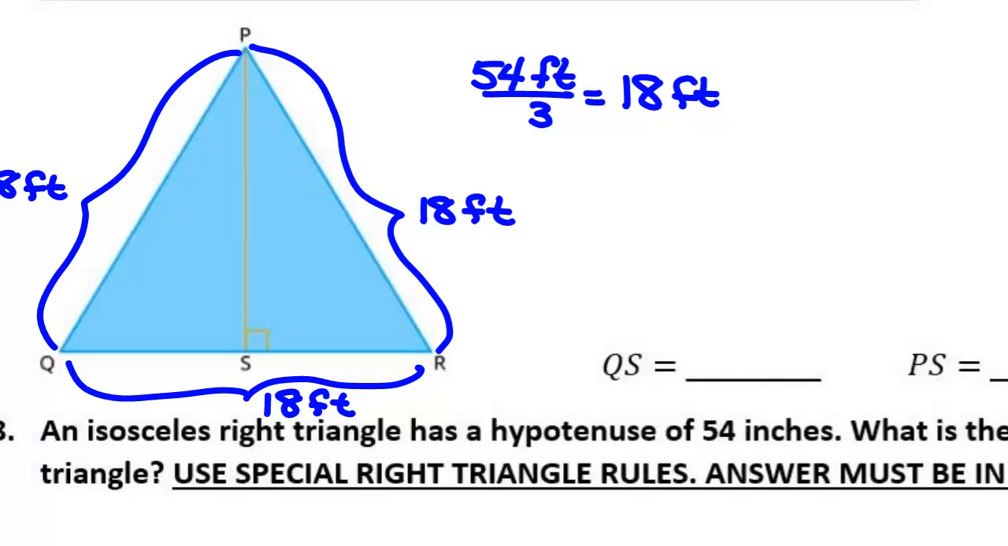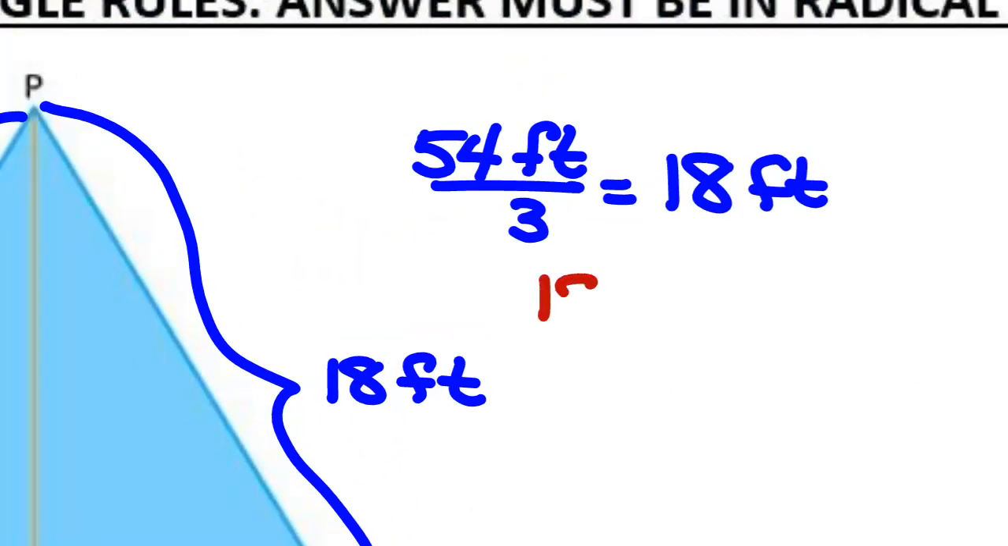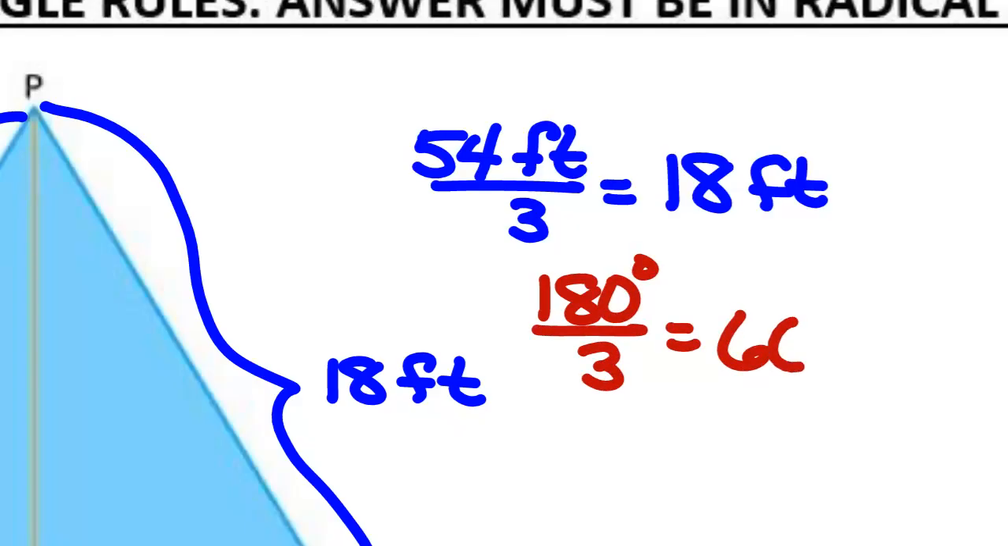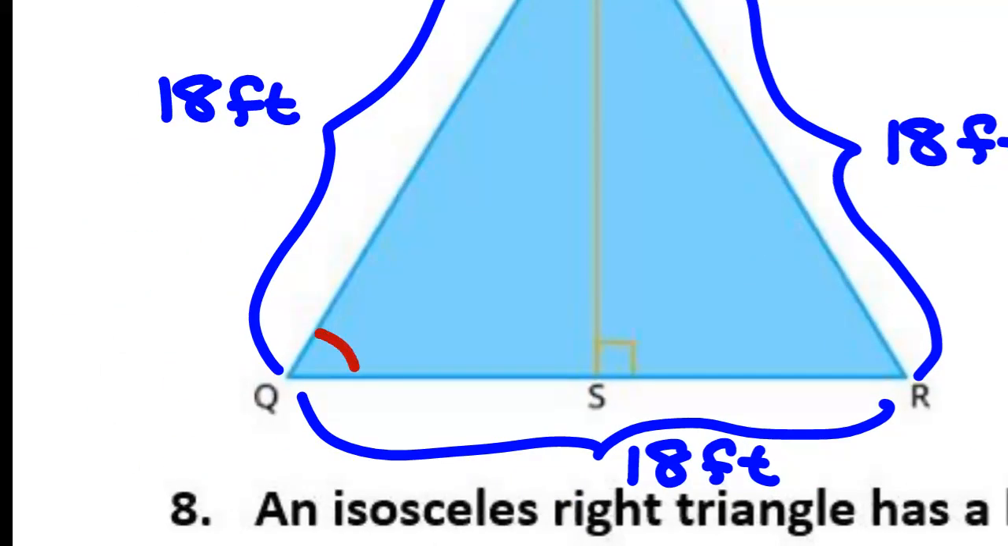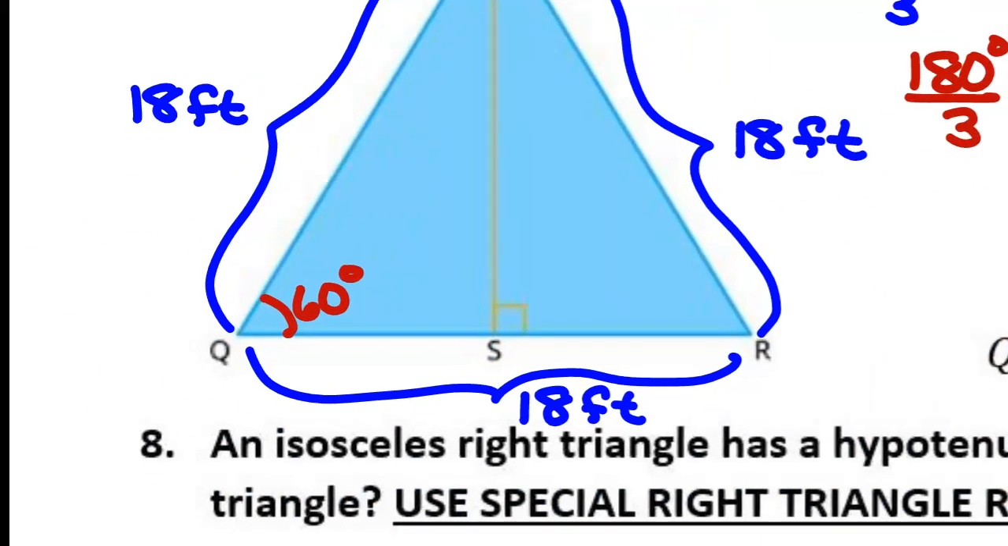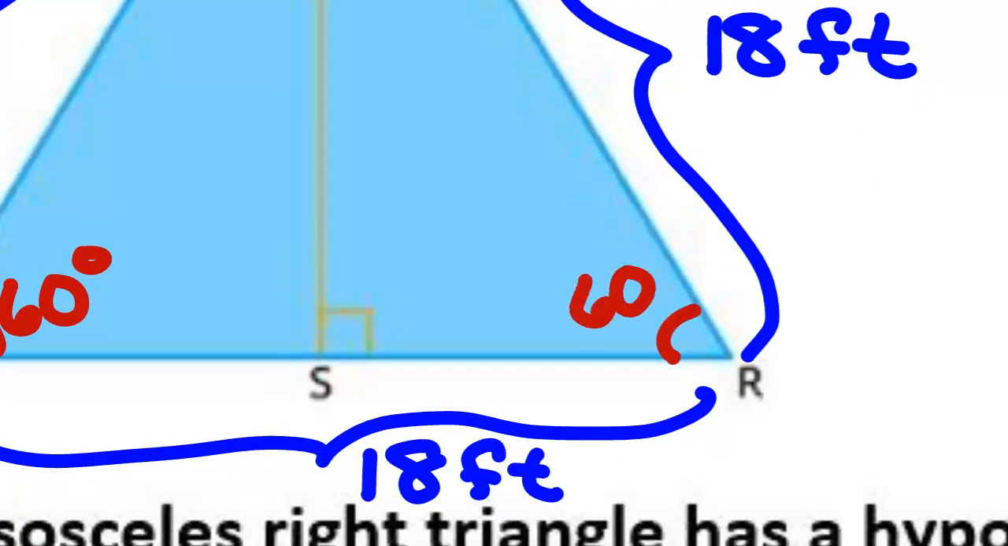Equilateral triangles don't just have 3 equal sides. They also have what? 3 equal angles, 3 congruent angles. The 3 angles in a triangle have to add up to how much? 180. If they're all 3 the same size, how do I figure out the size of one of them? Divide by 3. So I'm going to do 180 divided by 3, and that gives us what? 60. So angle Q is 60 degrees. Angle R is 60 degrees.